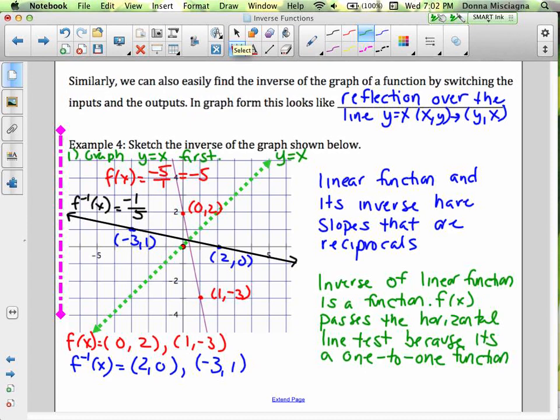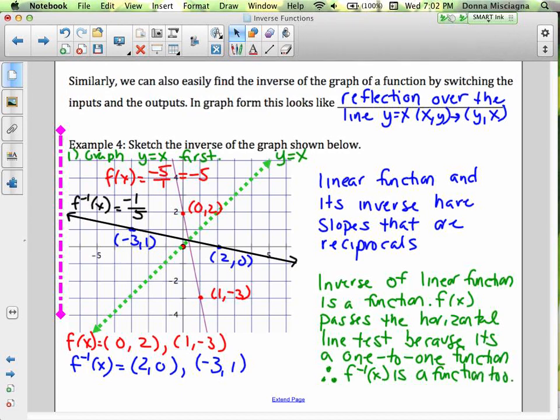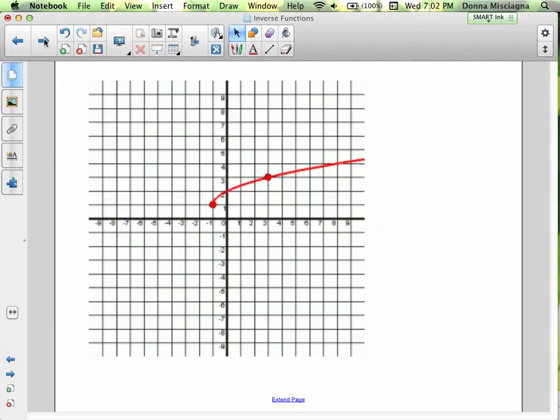f of x passes the horizontal line test because it's a one-to-one function, and therefore f inverse is a function too. All right? So we're going to try to always talk about whether or not our inverses are functions. All right, let's do one more in this podcast, and then I have more in another podcast that follows this. All right, so let's try this one. A little trickier, it's not a line.